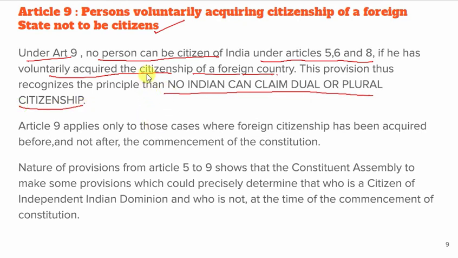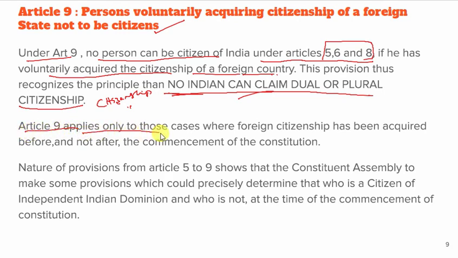If a person under these three articles is voluntarily holding another country's citizenship as well, then he is not going to get Indian citizenship, because to have Indian citizenship you must have a single citizenship, which is Indian citizenship. If you claim dual citizenship, or want to maintain plural citizenships, like US or some other country's citizenship, it's not going to happen. It would be a termination of our Indian citizenship.